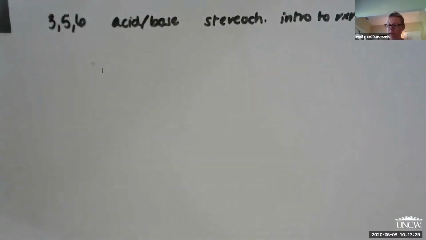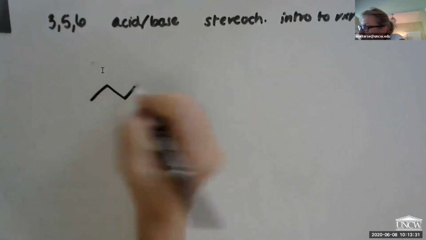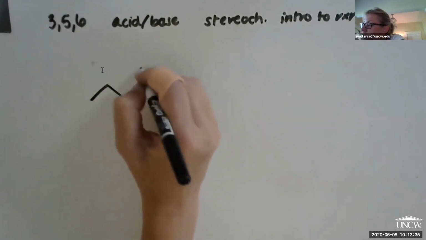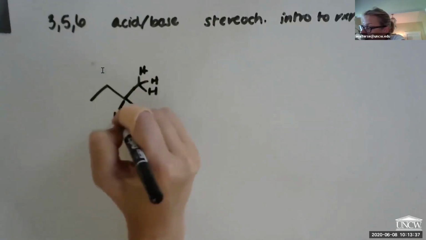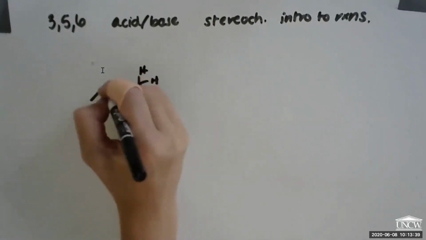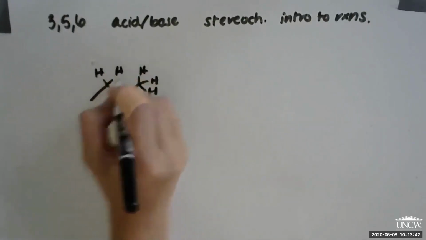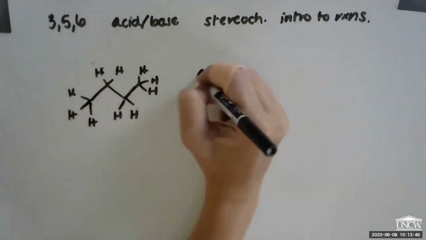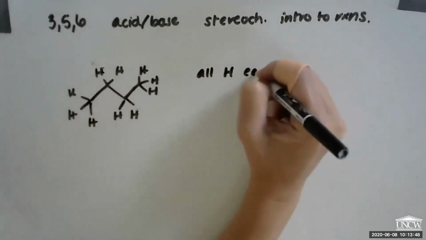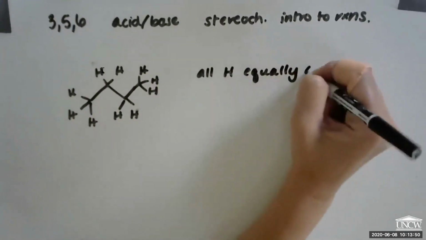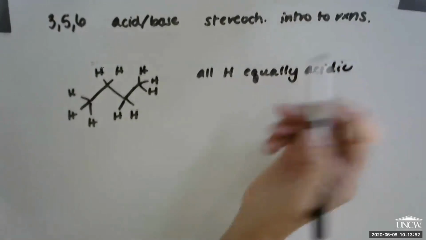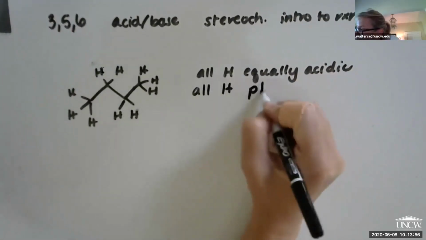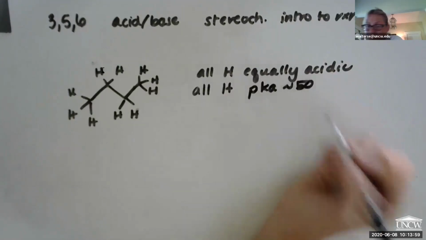Okay, so if you have butane, all of these hydrogens, for the most part, whether they're primary or secondary, are all equally acidic. So all protons on this molecule have a pKa of about 50.